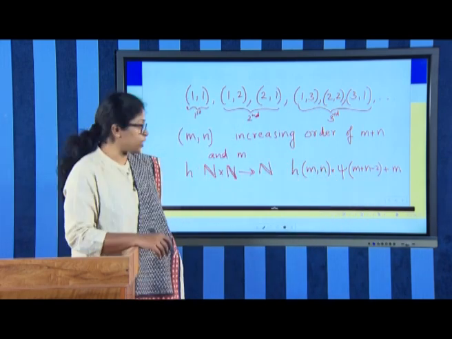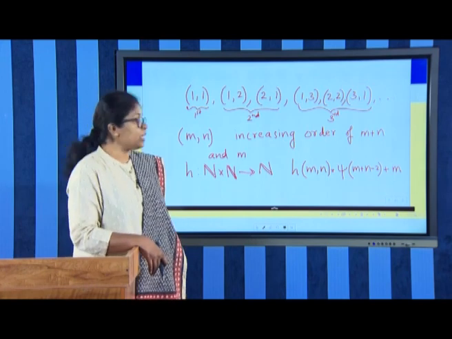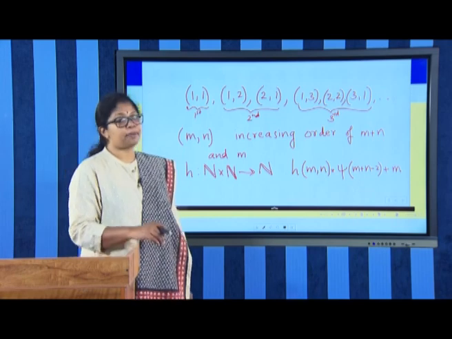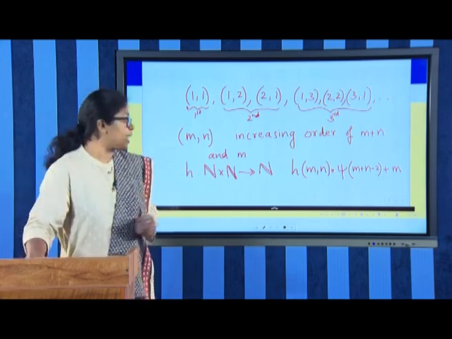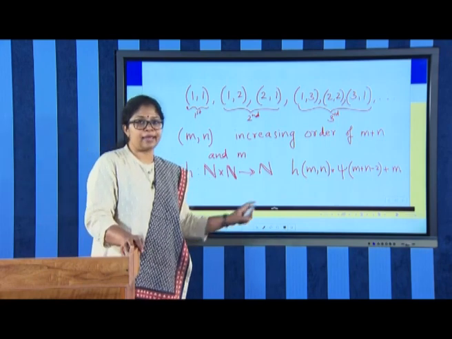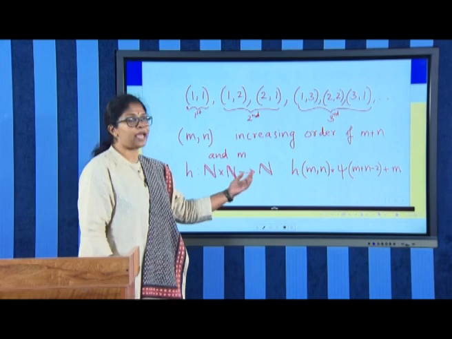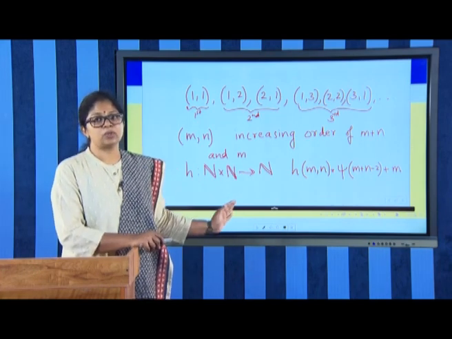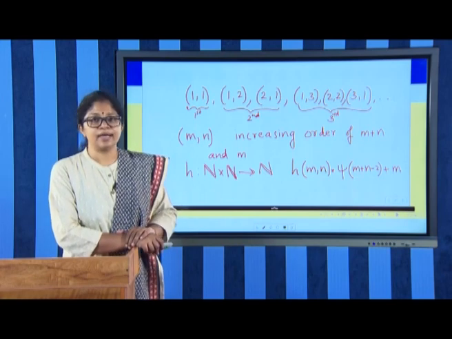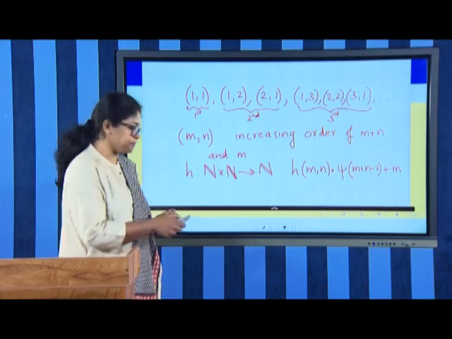Now, this function h of (m, n) equal to psi of m plus n minus 2 plus m is a bijection from N cross N onto N. And because it is a bijection, it can be considered as a bijection from N onto N cross N itself, that does not matter. So this shows that N cross N is a denumerable set and hence it is countable.